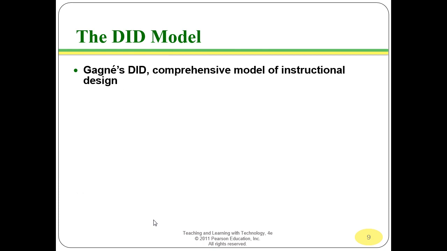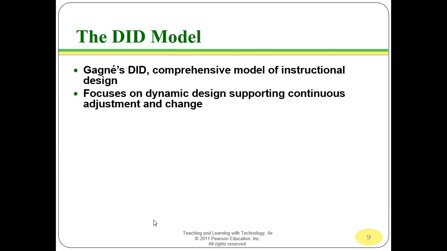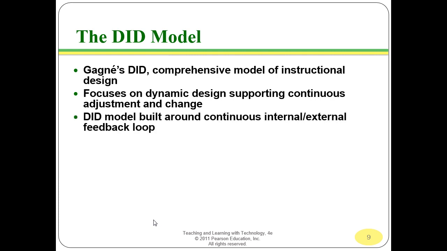Now, we mentioned the DID model, so let's talk a little bit about it. That was developed by Gagne. We read about him in chapter 2. But it's a comprehensive model of instructional design. It takes us from beginning to end. And it focuses on dynamic design, supporting continuous adjustment and change. So you can design your unit of instruction, but yet it gives you the flexibility of going in and changing and implementing, updating on a continual basis. The DID model is built around continuous internal and external feedback loops.